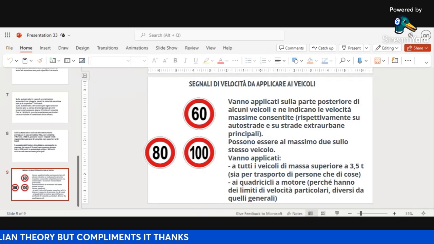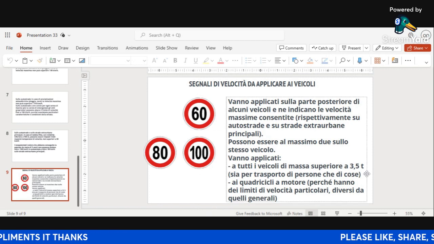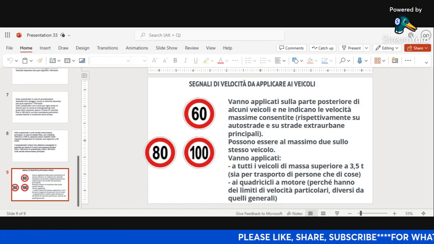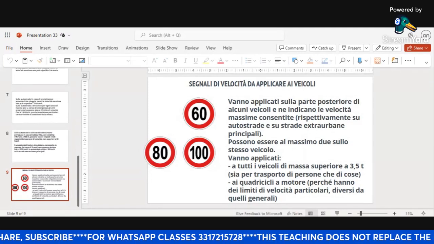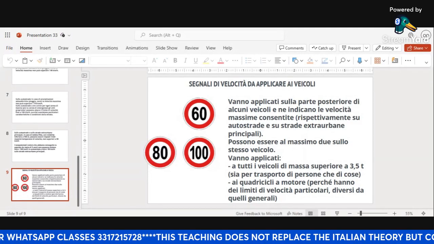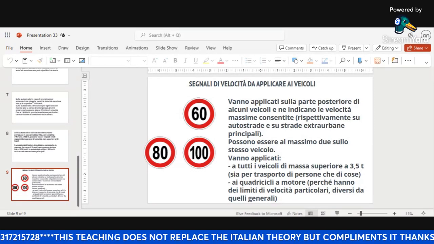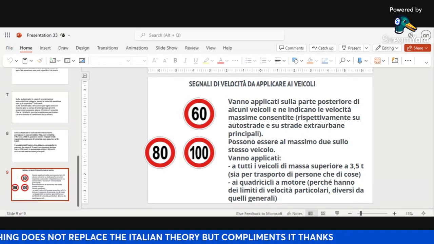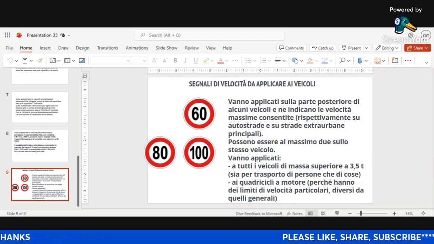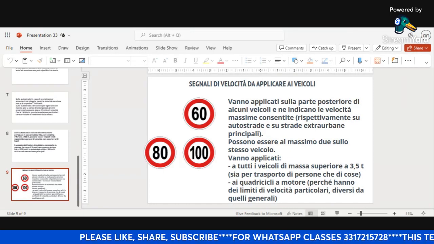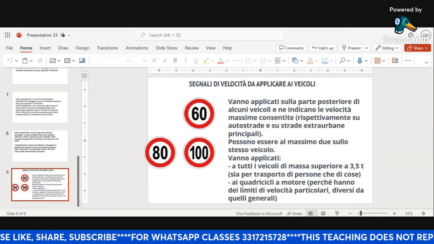Number one. A tutti i veicoli di massa superiore a 3,5 tonnellate, sia per trasporto persone che di cose. For all vehicles whose full mass load is more than 3.5 tons, both for transporting persons and things, you ought to display this signal, two of it at most, to let people know your speed limit for suburban principale and for autostrada.